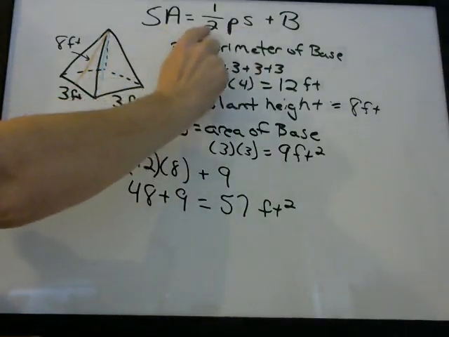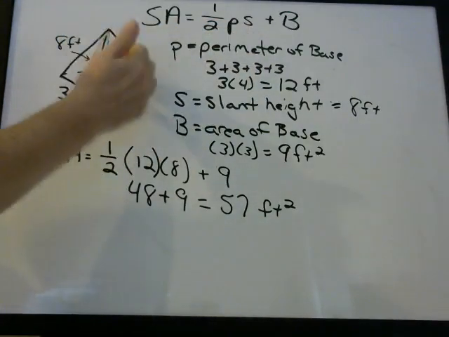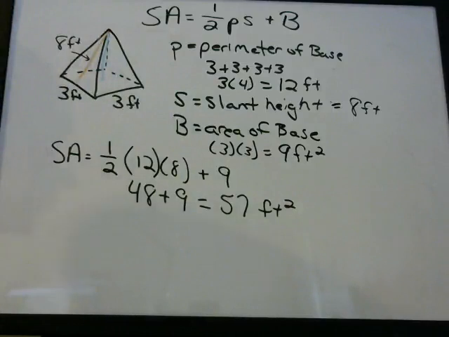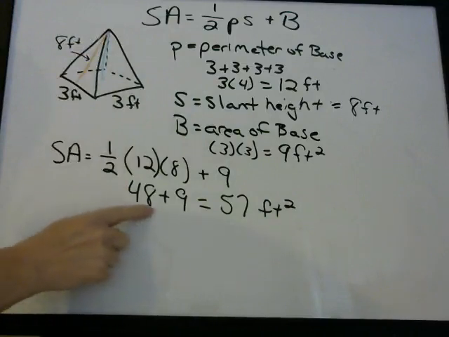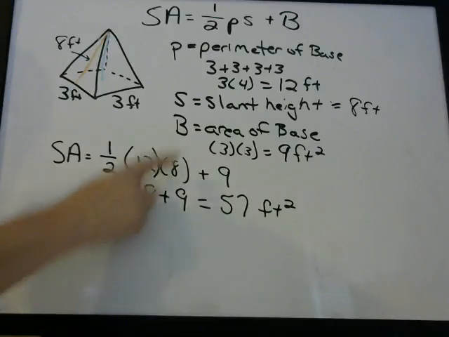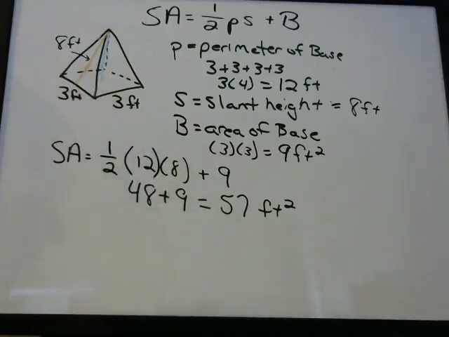This part here, 1/2 perimeter times slant height, is giving us the area for the sides, the triangular sides of the pyramid. So this 48, that's the surface area for those four triangular sides. So for all four of them. The B, area of the base, is obviously giving you the surface area for the bottom.